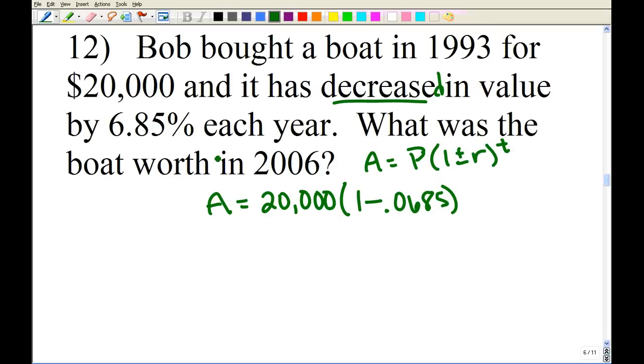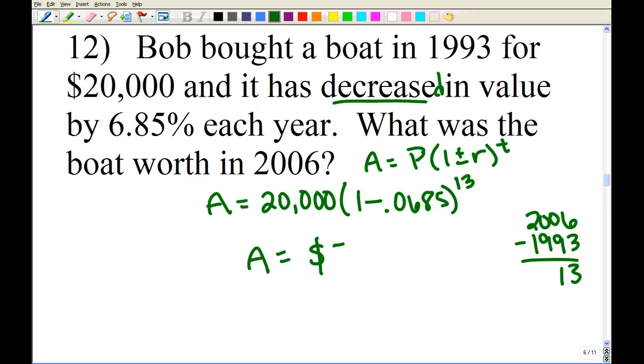And it did give us the time. So our time here, let's see, if we bought the boat in 1993, but it's now 2006, the difference in that is 13. So our time is 13 as well. Then we just plug that into the calculator, and when we do, we'll get the amount is 7,950.73.